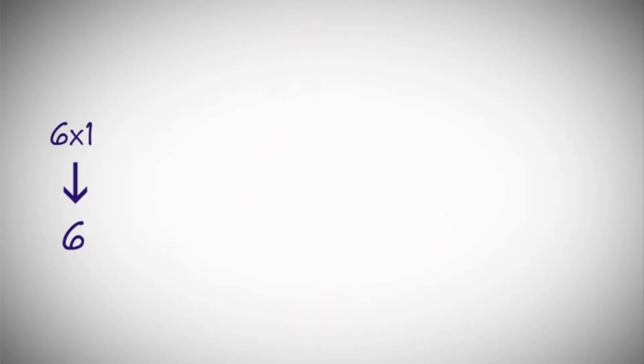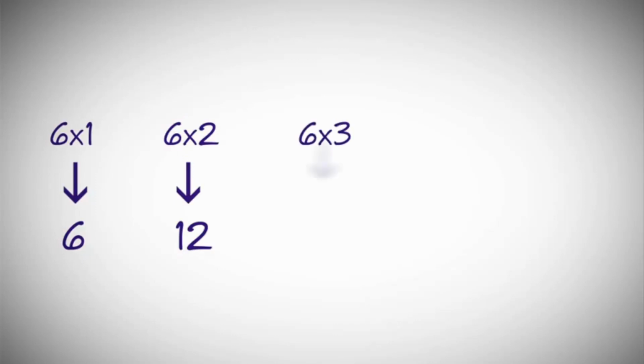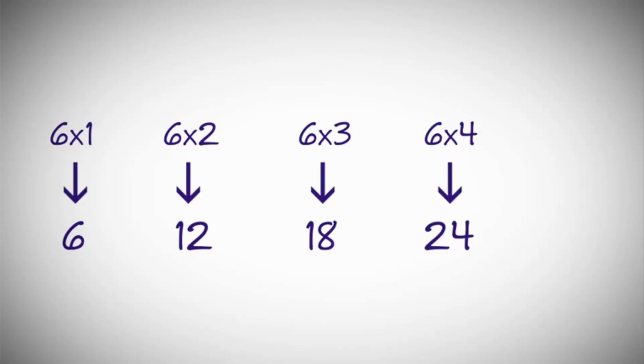So the first multiple is going to be 6 times 1, which is 6. The next multiple will be 6 times 2, which is 12. The third multiple will be 6 times 3, which is 18. The fourth will be 6 times 4, which is 24. And the fifth will be 6 times 5, or 30. So the first 5 multiples of the number 6 are 6, 12, 18, 24, and 30.